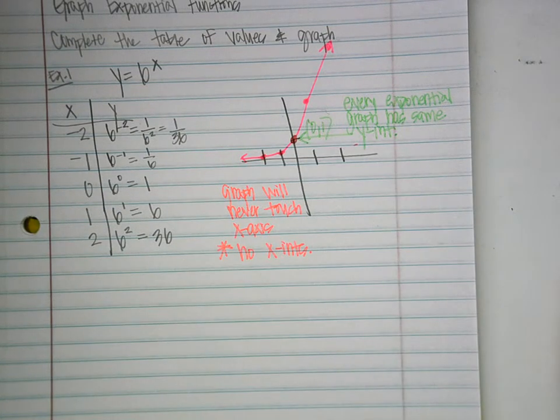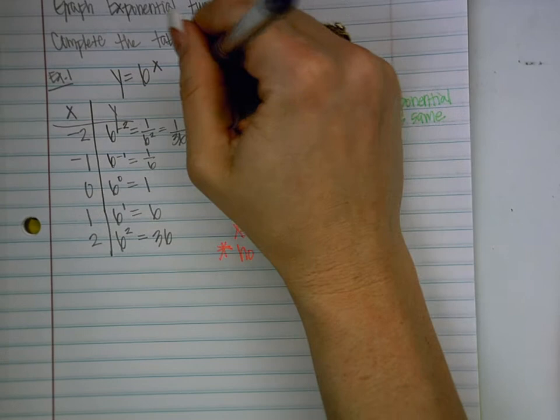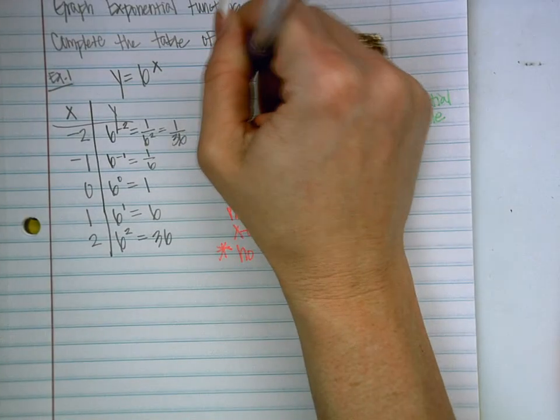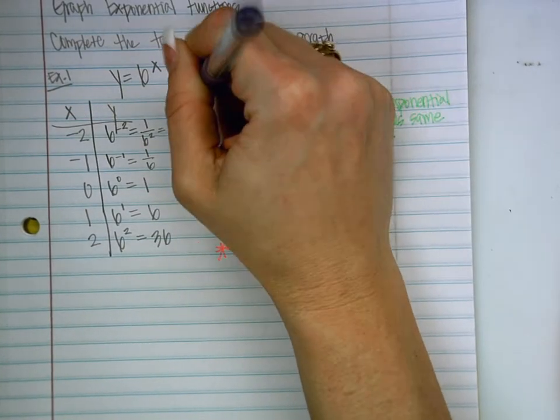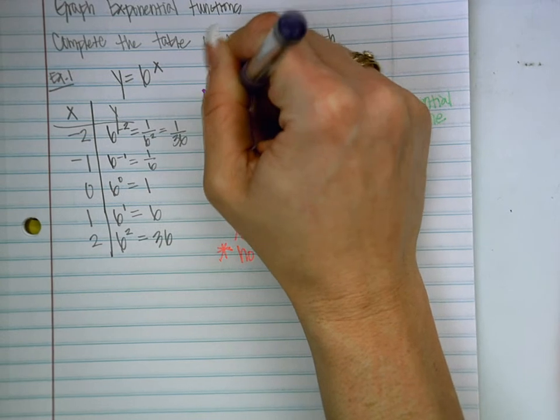Now, what would you call this type of graph? Does it look like it is increasing or decreasing? Increasing or decreasing? This is an increasing graph, or something we would call exponential growth.